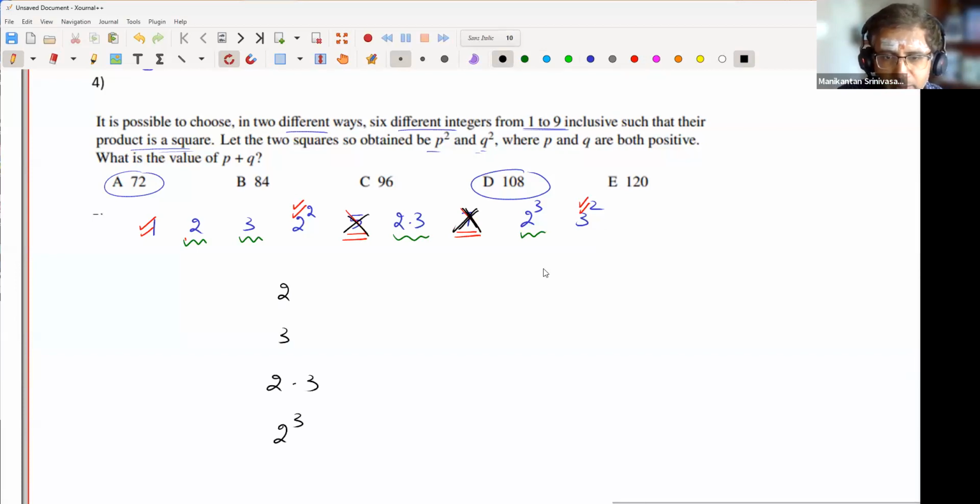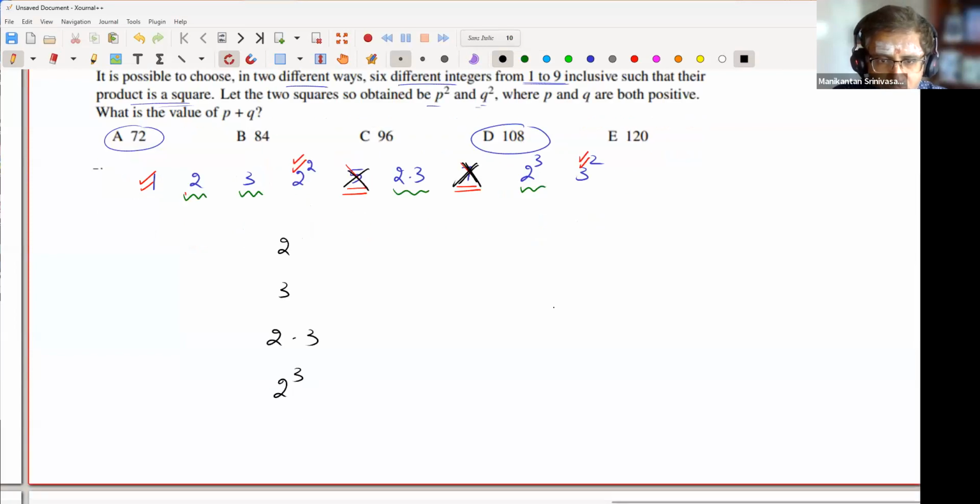Simple experimentation will tell you: if I leave out this 2, am I okay? I have 1, 3 and another 3. I have 2 power 4. I'm okay with leaving out this 2.